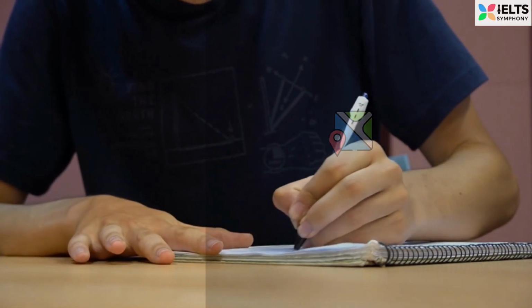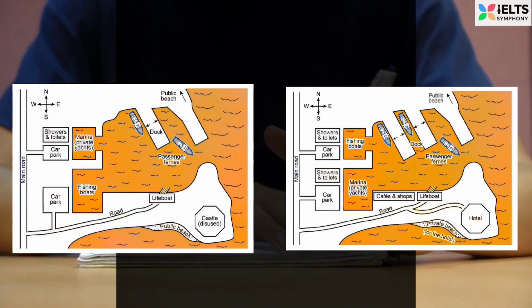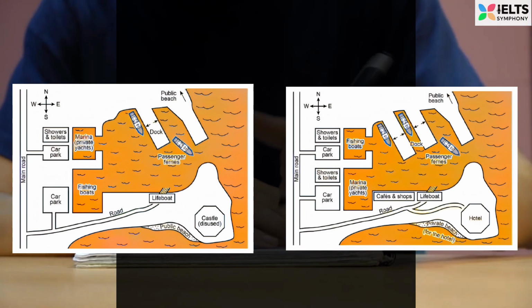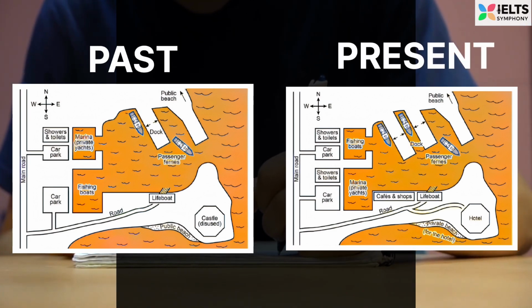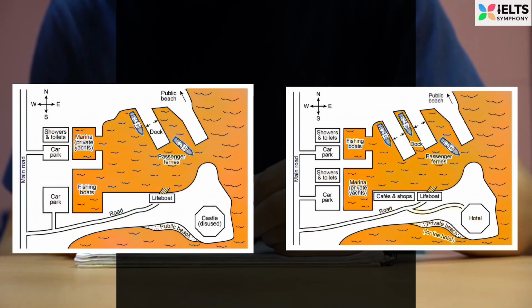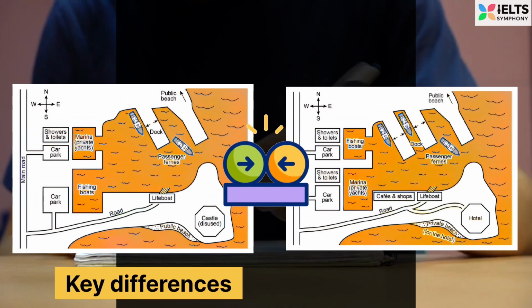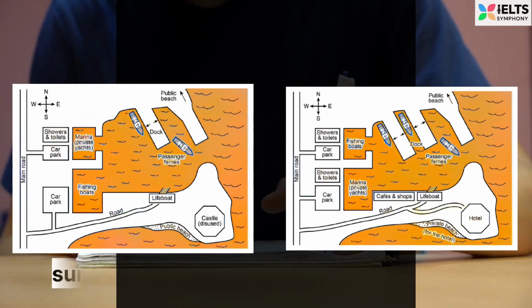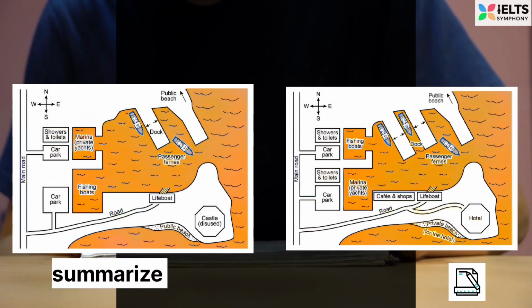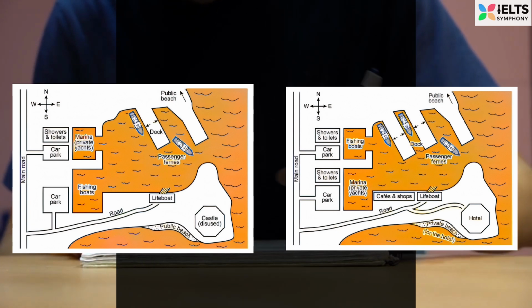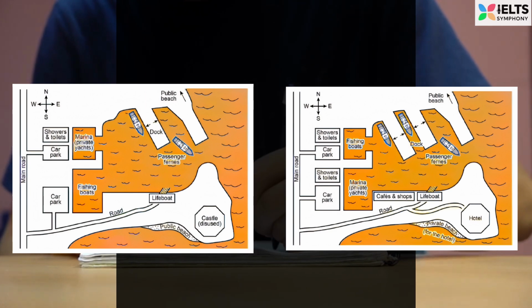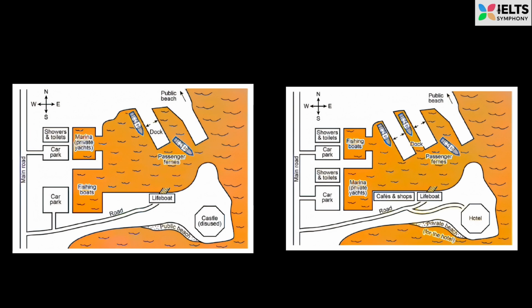Take a look at the question. We're given two maps of the same place. One shows how it looked in the past, and the other shows its current layout. Our goal is to highlight the key differences, note any noticeable changes, and then summarize the information effectively. But before we dive into the details, let's quickly go over a high-band structure for writing our answer.